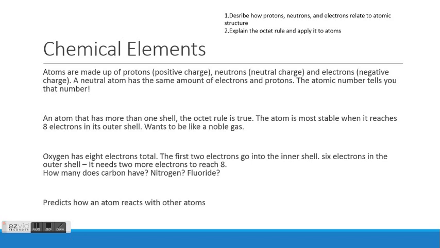So this predicts what an atom is going to do, and it completely predicts how it's going to bond. Like oxygen is always going to bond to 2 things. It can only make 2 bonds because a bond is basically sharing of electrons. We'll talk about that in the next couple slides.